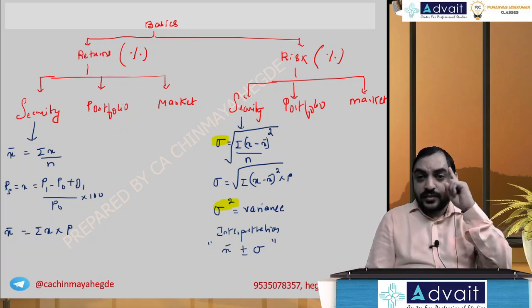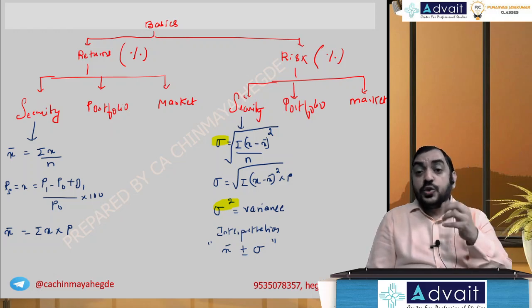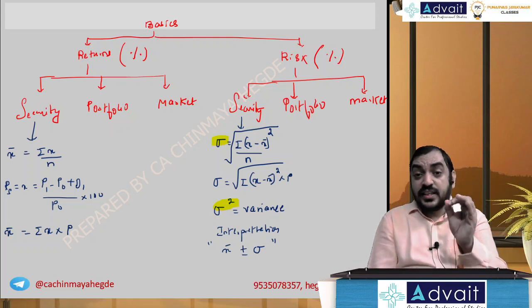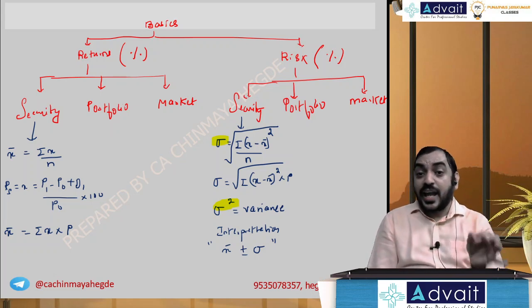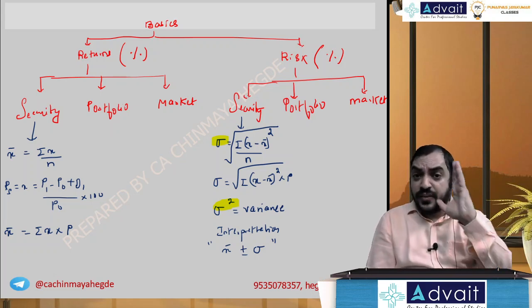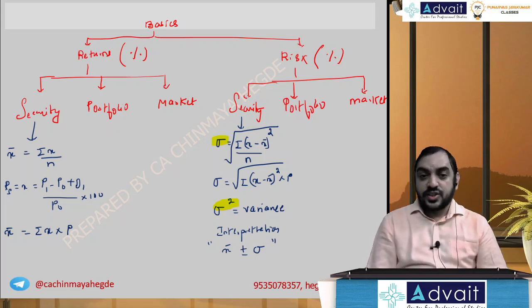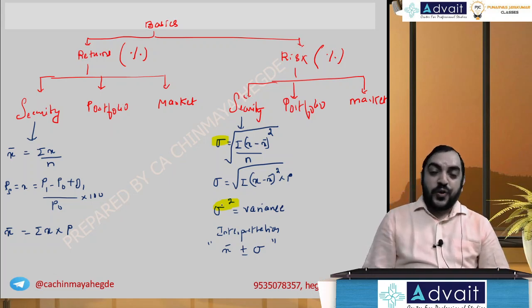So one point you have to keep in mind. Standard deviation is used for expression of risk. Variance is used for simplification of risk. If you calculate something further, for simplification, you have to do variance. Final answer we express in standard deviation. Hope you got it. Now, coming to portfolio.